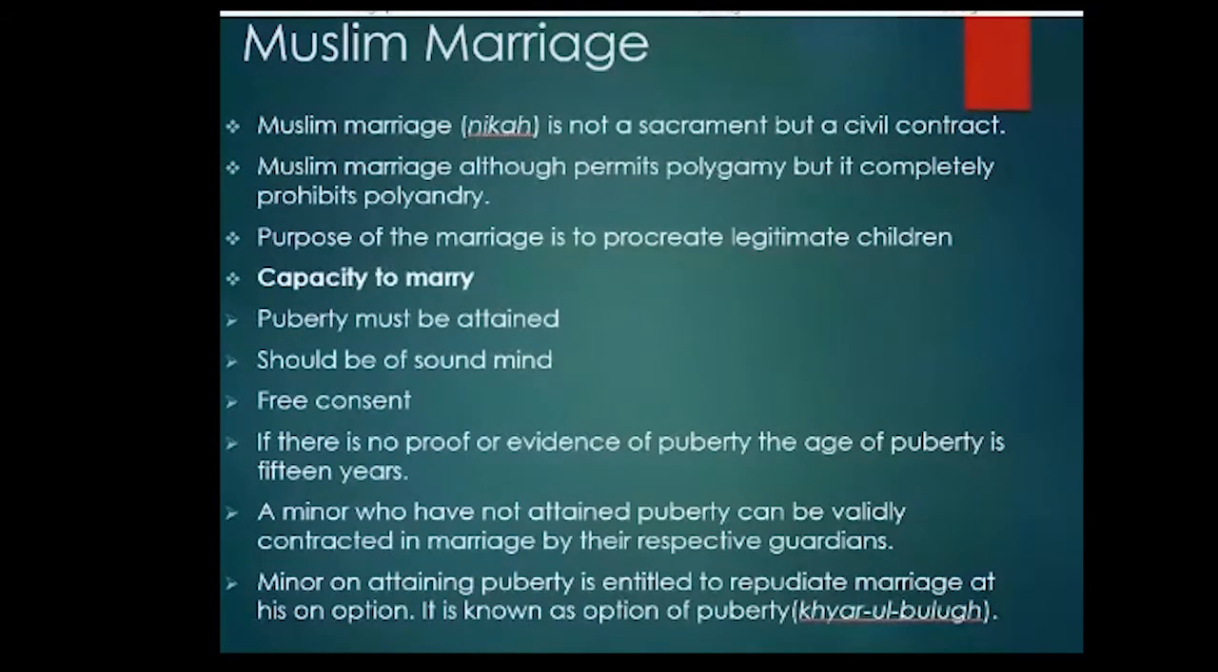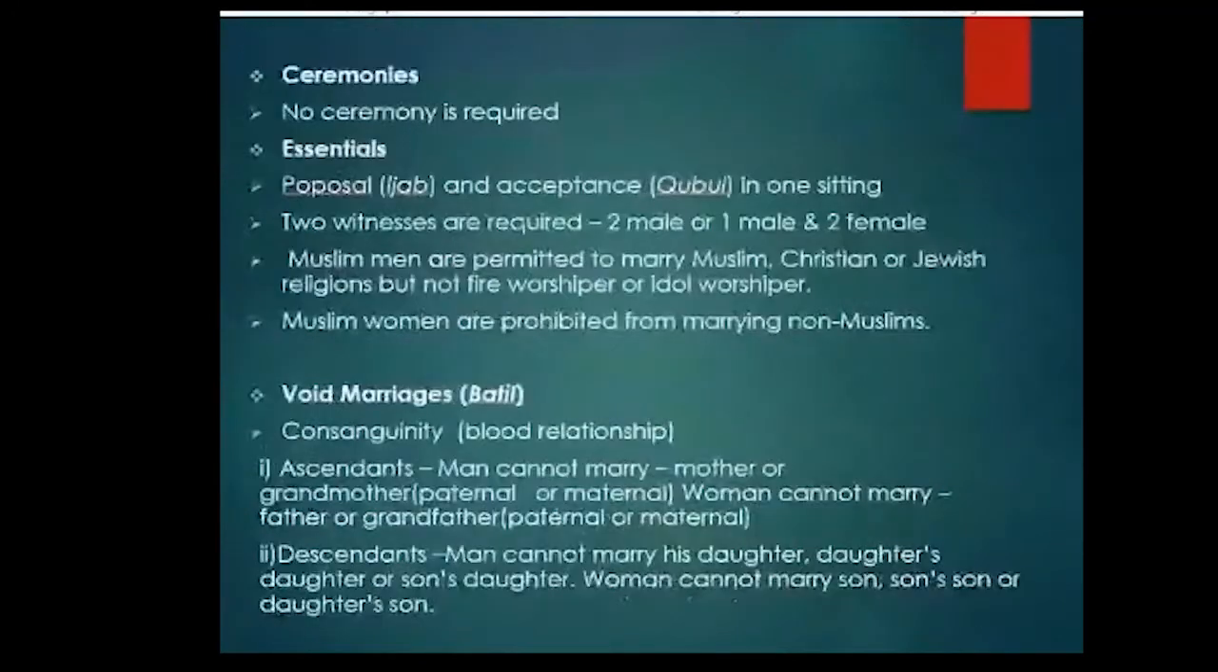Guardians can be parents, grandparents, etc. Then the minor on attaining puberty is entitled to repudiate the marriage at his own option. It is known as the option of puberty, khiyar-ul-bulugh. So in Muslim marriage law, there will be some terms which will be difficult, some Arabic words: nikah, khiyar-ul-bulugh, then ijab, qubul. These are some words which are comprised in Muslim marriage law.